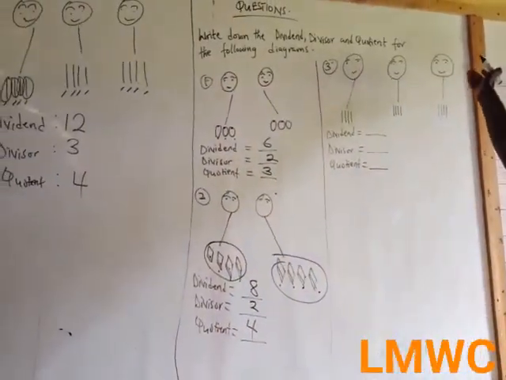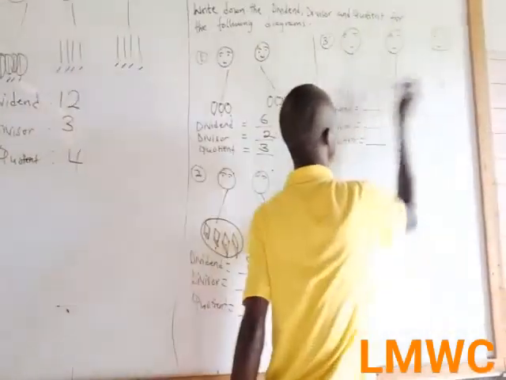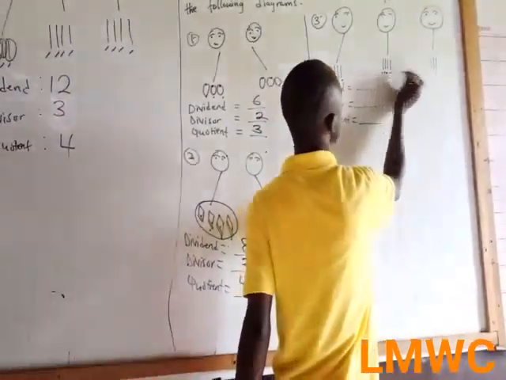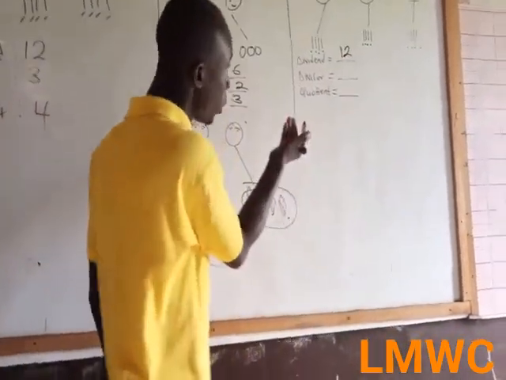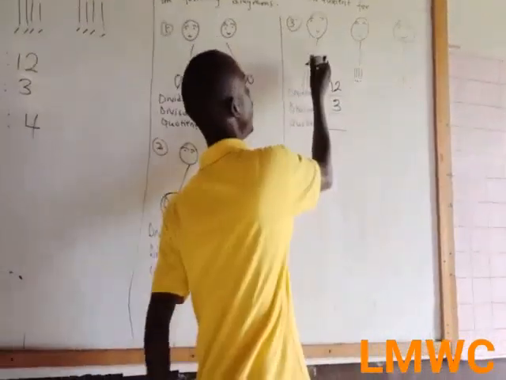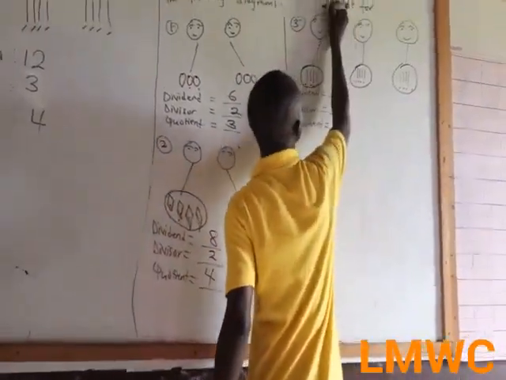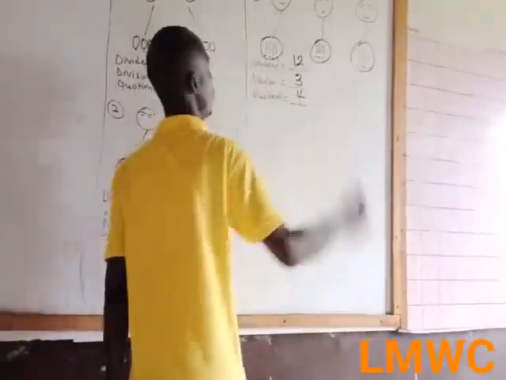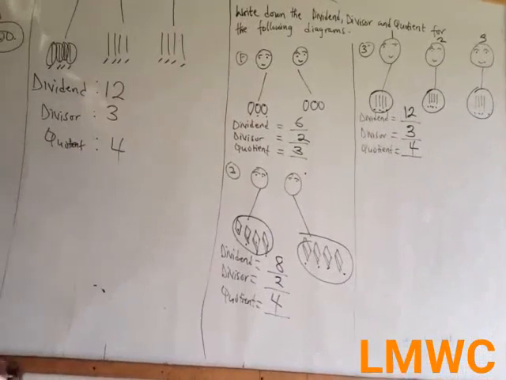Now, how many human beings here? 3. Let's start from the dividend. The dividend, let's take this as rooms. So we have 1, 2, 3, 4, 5, 6, 7, 8, 9, 10, 11, 12. This means they shared 12 rooms. So how many human beings here? We are having 3. And these 3 human beings, how many rooms did each get? We are having 4. 1, 2, 3, 4. The first human being had 4 rooms. The second human being had 4 rooms. And the third one had 4 rooms. So it's 4. So you see now, I have made identifying dividend, divisor, and quotient simple.